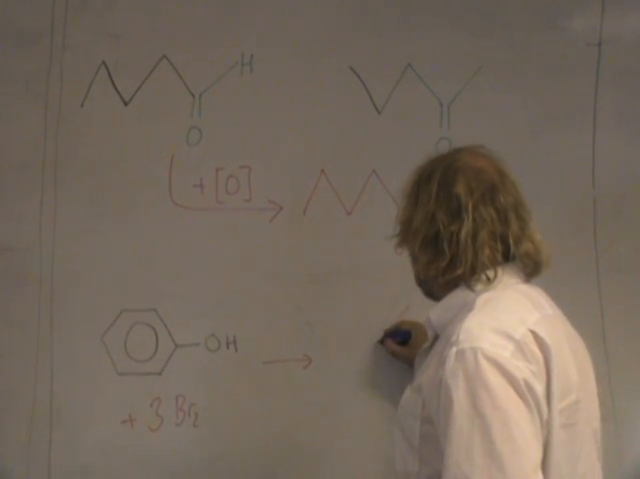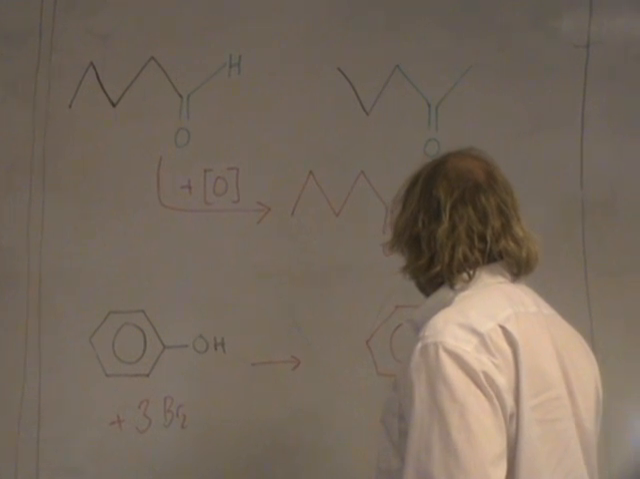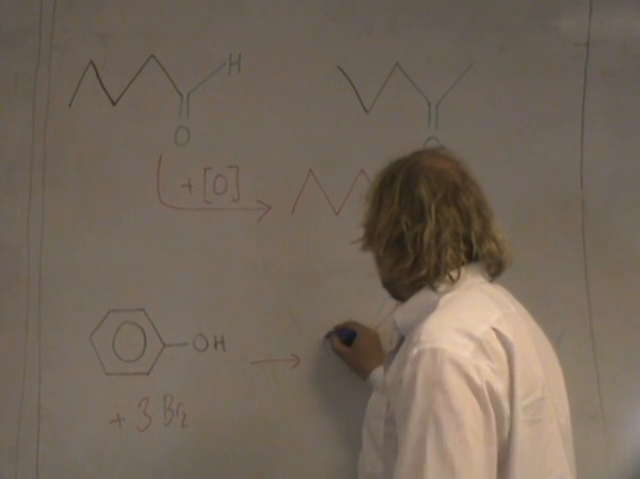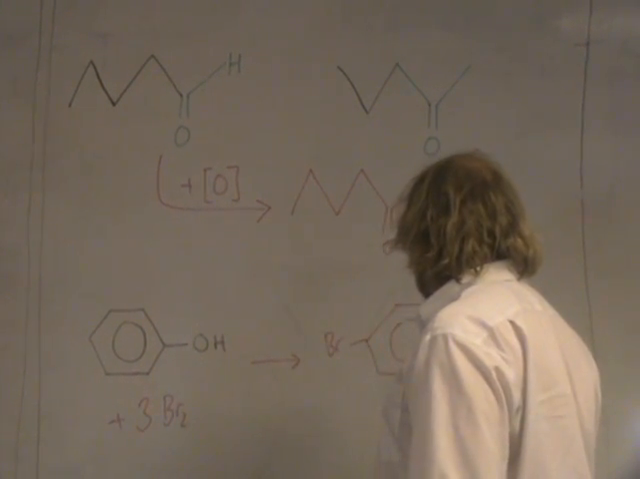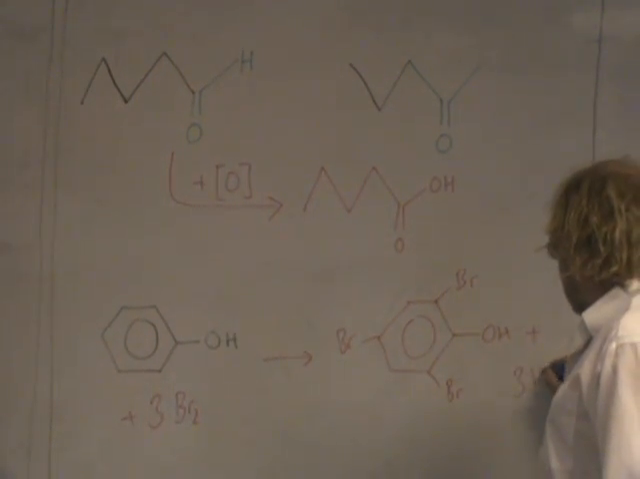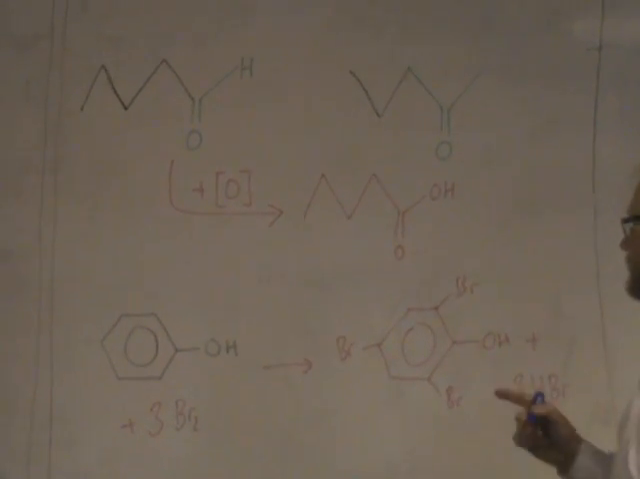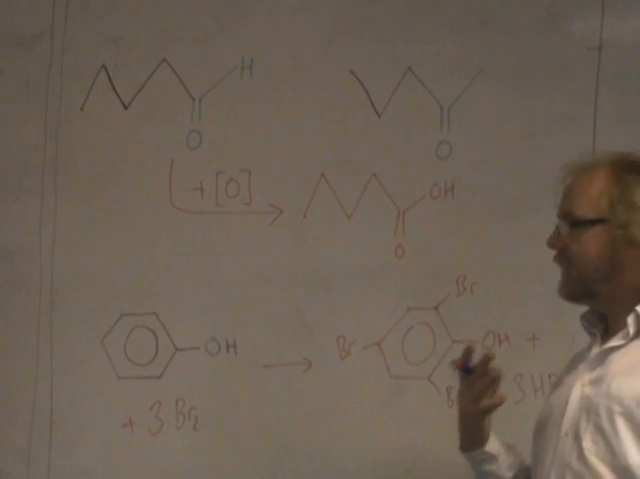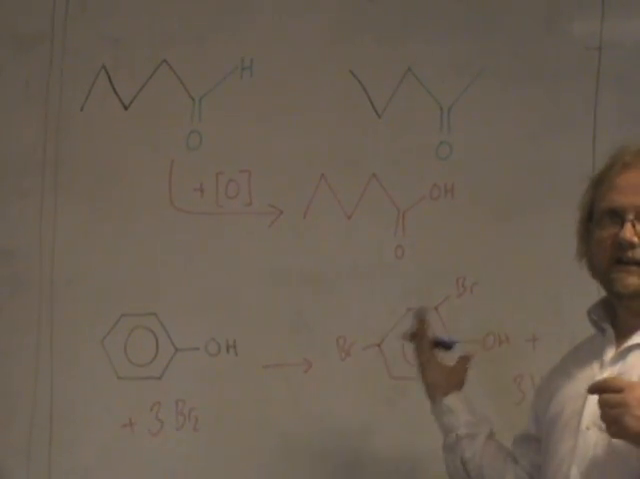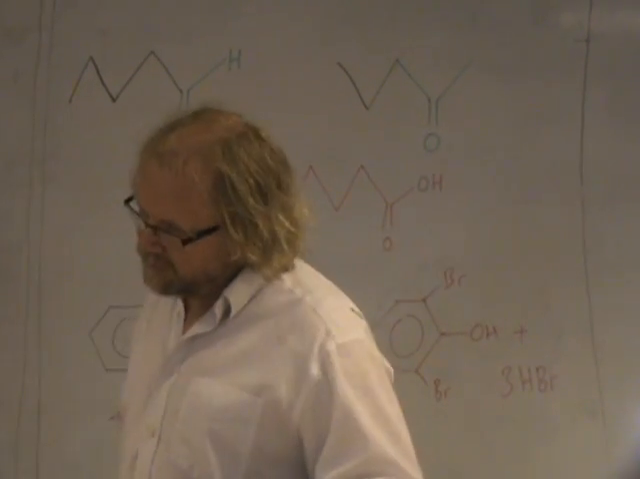And that gives you OH there, and then bromine and bromine and bromine, plus 3 HBr. Remember, in substitution reactions, you always get these small molecule products as well. So that's the reaction that takes place. It's electrophilic substitution, and it happens because the OH activates the ring and the benzoic acid, the COOH, didn't. Okay, third one, I just have to clean the board for this one.